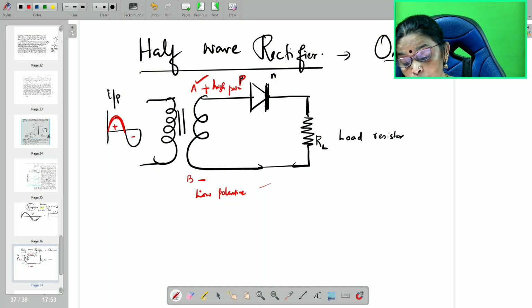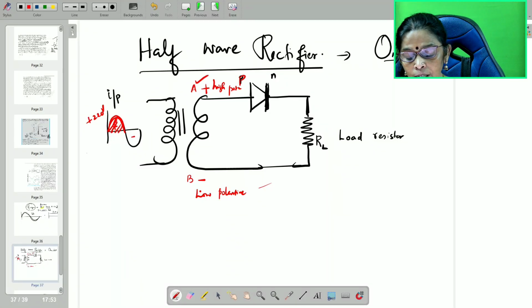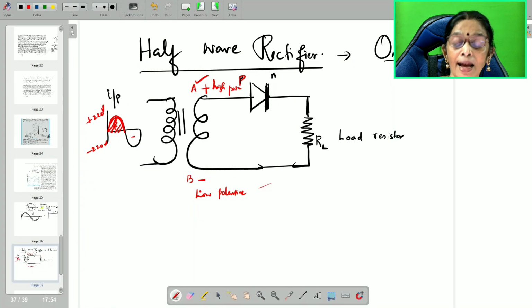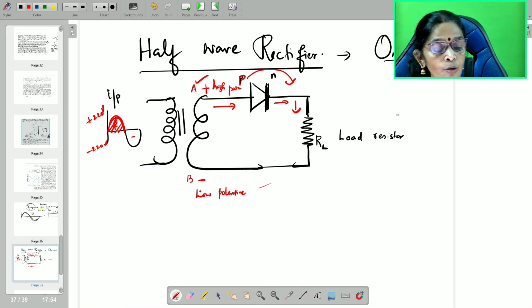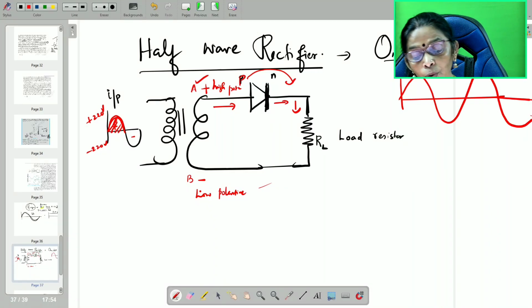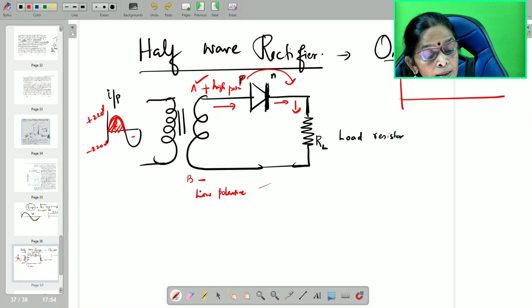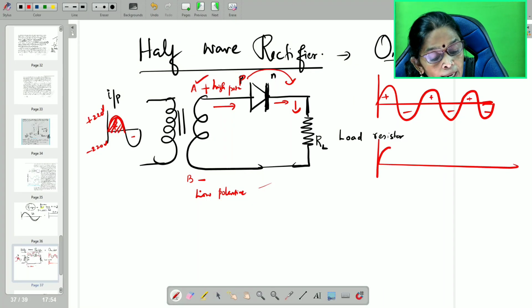Why higher? Because this is the positive peak. The positive peak is plus 220 volts and this is minus 220 volts. So A is at higher potential, B is at lower potential. Therefore the diode conducts and current flows. So during the positive half cycle of input AC, the diode conducts, and you get an output like that.